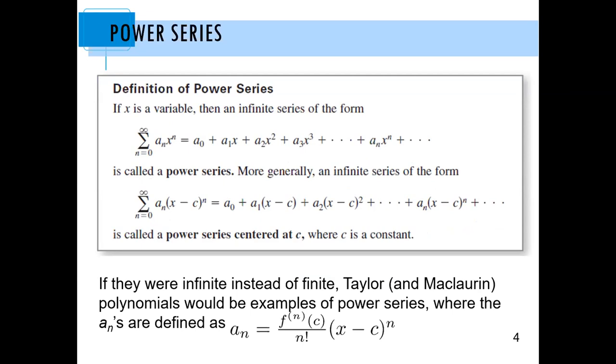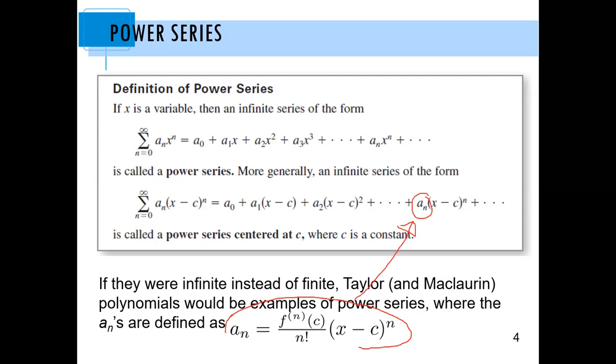How do you think these things would be determined? Like the AN's that happen to be sitting right here. Well, we already did that, didn't we? We actually already found a formula for those things. It's right here. There's the formula right here. So that formula just goes right there. That's what it is. It is the exact same computation that we did before.